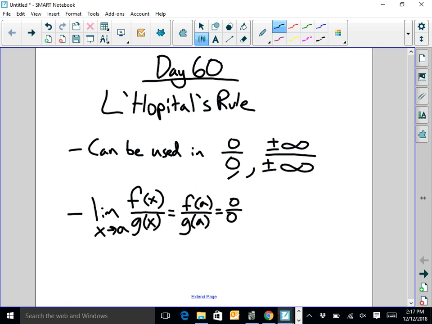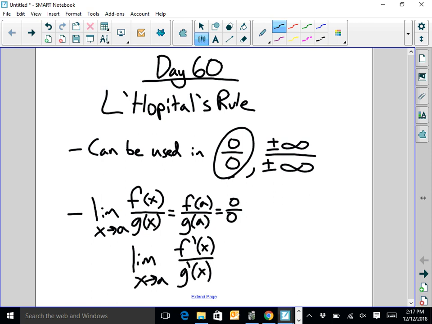What we want to do then is we'll do the limit as x goes to a. We'll do the derivative of the top and the derivative of the bottom. Then we'll plug in a. But now we're plugging into the derivative, right? And that might give us our limit answer. Right? If we get 0 over 0 again, we can just keep doing L'Hopital's rule over and over again until it works. Okay? Let me show you an example.